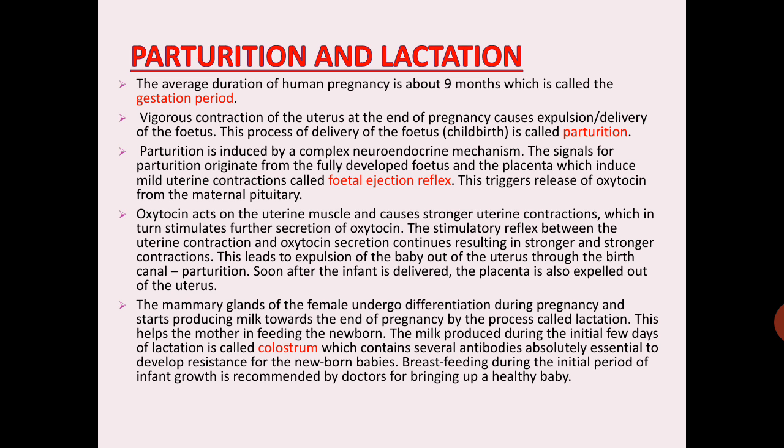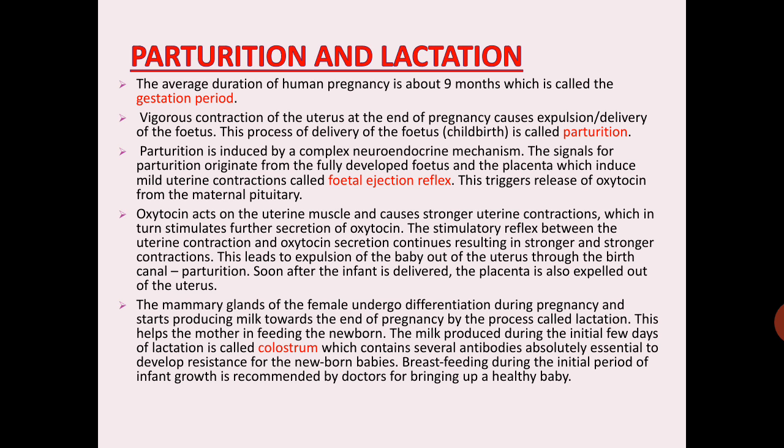Parturition is induced by a complex neuroendocrine mechanism. So a neuroendocrine mechanism is occurring. The signals of parturition originate from the fully developed fetus and the placenta, which induce mild contractions called the fetal ejection reflex. Again a very, very important question. So the signals for parturition, the delivery of the child, originate from the fully developed fetus and the placenta, and these two induce mild uterine contractions called the fetal ejection reflex.